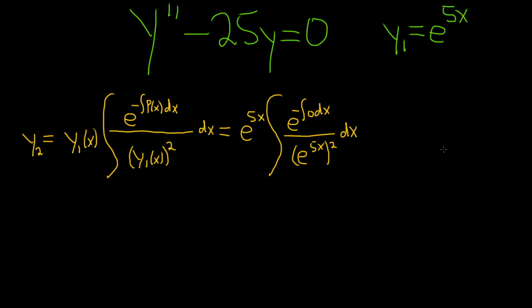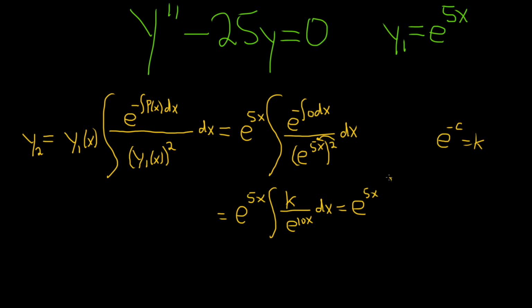All right, when you integrate this piece up here, you're just going to get a constant. You're just going to get e to the negative c. We tend to ignore constants, so you could pretend c is 0 and just make it 1. Let's just call this k. So this will be e to the 5x times k over, and then 2 times 5x is 10x, properties of exponents. Then we have our dx. So this is equal to e to the 5x integral.